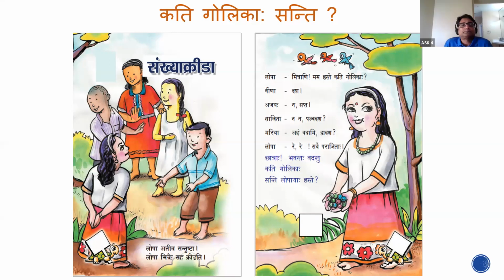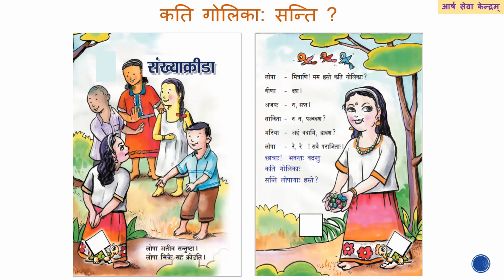From the starting, sir. Yeah. Sankhya Krida. No, first read the heading. Kati Golikaha Santi. Sankhya Krida. Lopa Ativa Santushta. Lopa. Sir, how to pronounce Lopa? Mitraihi Saha Kridati. Lopa Mitrani Mama Haste Kati Golikaha. Okay, when you read it, you have to say Lopa Vadati Mitrani Mama Haste Kati Golikaha. Can you say that like that? Yes, sir. Lopa Vadati Mitrani Mama Haste Kati Golikaha.